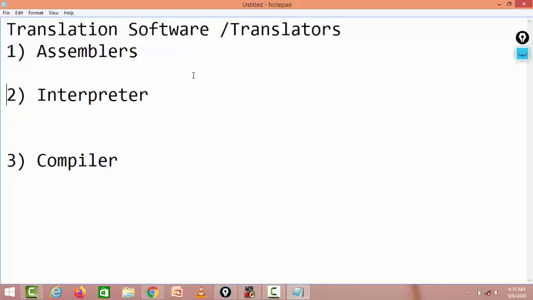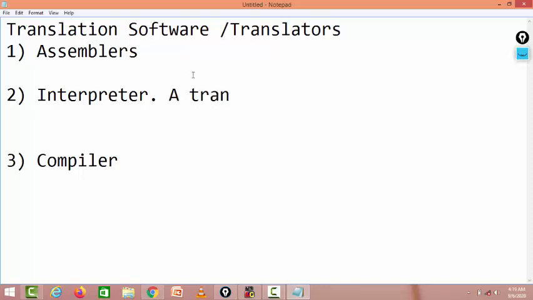Like assembler, these two are also translators. What is a translator? The main task of a translator is to convert code written in one form into another form, or simply, we can say code written in any programming language into machine language. Then what is machine language? A language consisting of zeros and ones that a machine can understand.